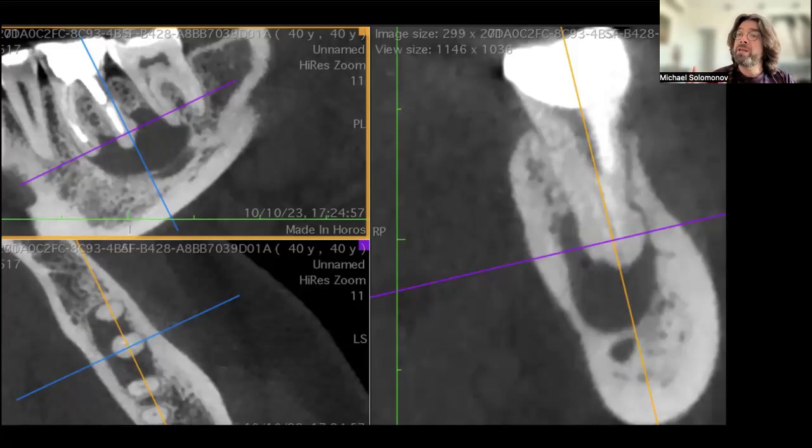I want to remind you that when you put things in a list of differential diagnosis, it's very important. It's not a random list. We want to put in the first place the most possible one. It will influence our clinical decision. In the first place, I put asymptomatic apical periodontitis, and after that odontogenic keratocyst, ameloblastoma, and finally central giant cell granuloma.